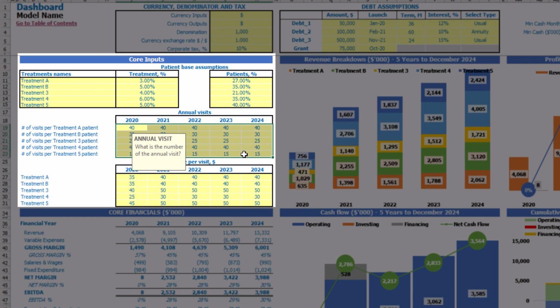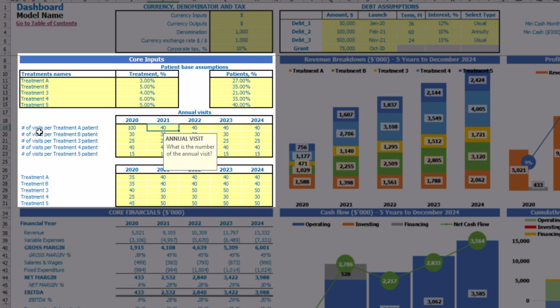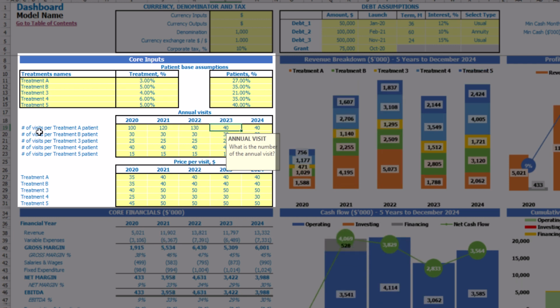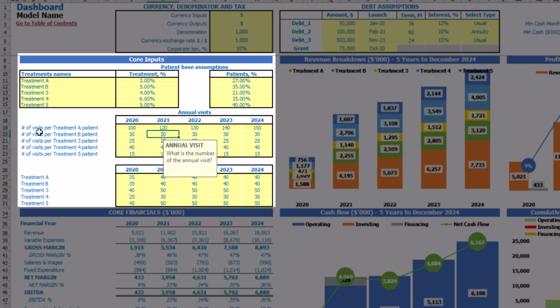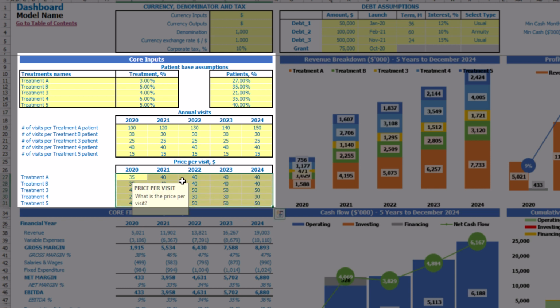Below you may find the input for count of visits per patient. This means annual visits. For example, for treatment A, 100 visits per year. For patients which need treatment A, then 120, 130, 140 and 150. This you can input based on years and based on different treatment types. And also below you can input price per visit, which you can input depending on the treatment and depending on the year.